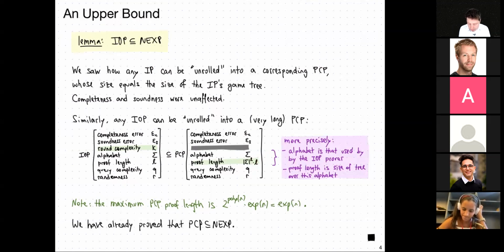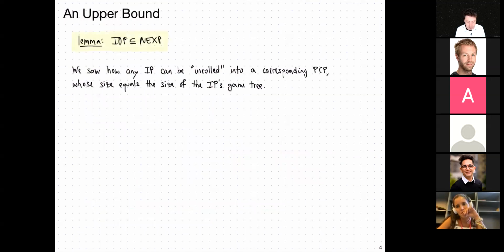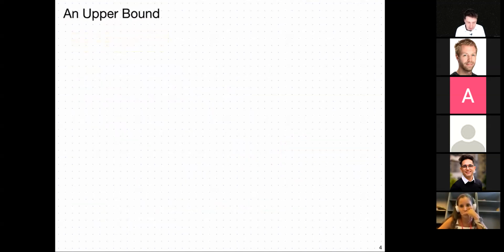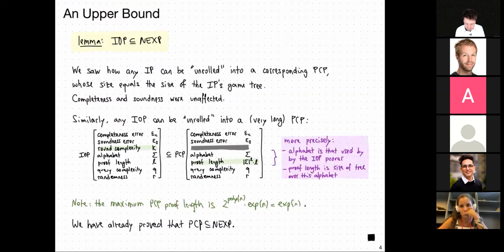So overall, this tells us that IOPs are no more powerful than PCPs in terms of captured languages, and together with the fact that we already proved that PCP is contained in NEXP, we conclude our lemma.